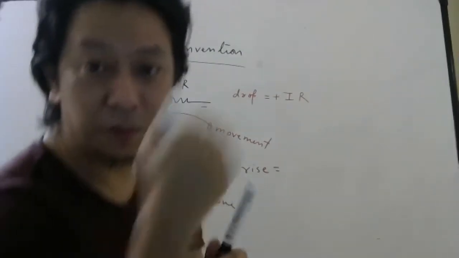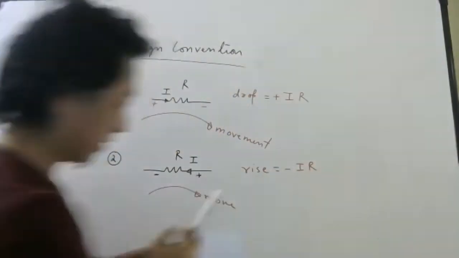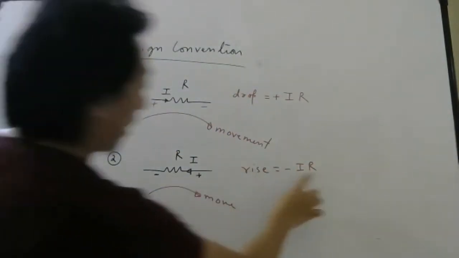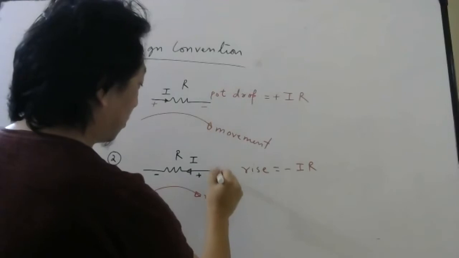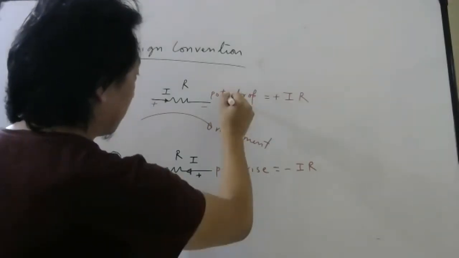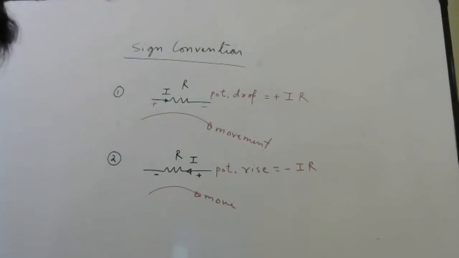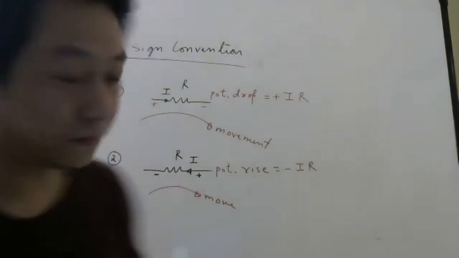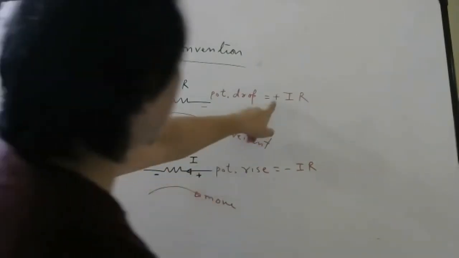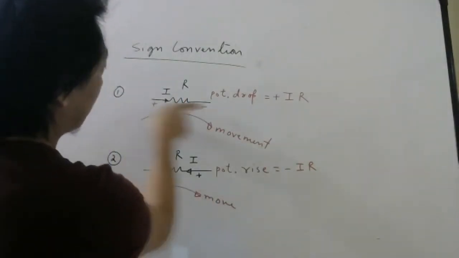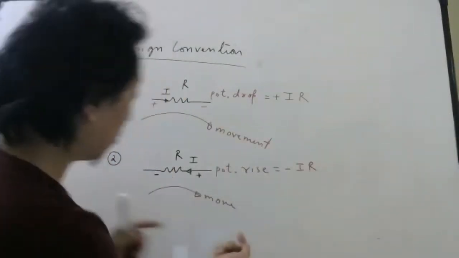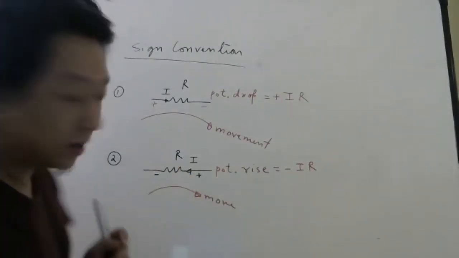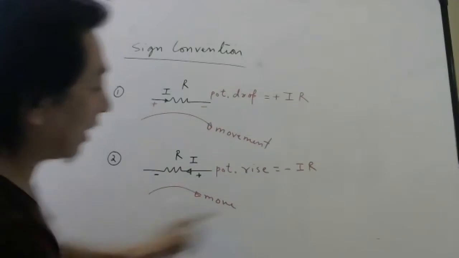You are going from negative to positive. The opposite. Then I write minus I into R. So the difference will be I into R only, but the sign will be minus. This is potential drop, and this is potential rise. So these are the two cases for resistors. How to remember plus? In the same direction of current, if I am moving, I write plus. Opposite direction, if current is coming this way but I am moving this way, then I write minus.